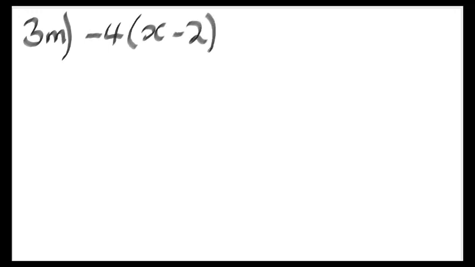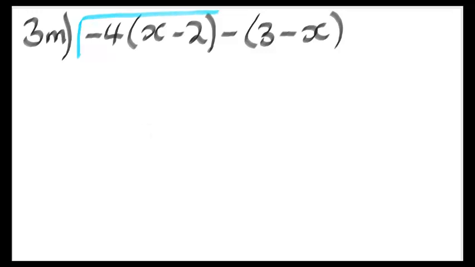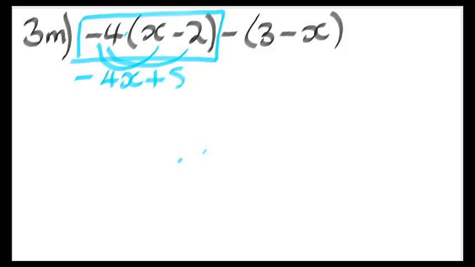And the last one I'm going to show you today is going to be question 3m. So minus 4, open bracket, x minus 2, close bracket, minus, open bracket, 3 minus x, close bracket. How do I do this? First, I'm multiplying. So I'm going to do my blue section. Here is a multiplication. Minus 4 times x is minus 4x. Minus 4 times minus 2, minus times minus is plus. 4 times 2 is 8.